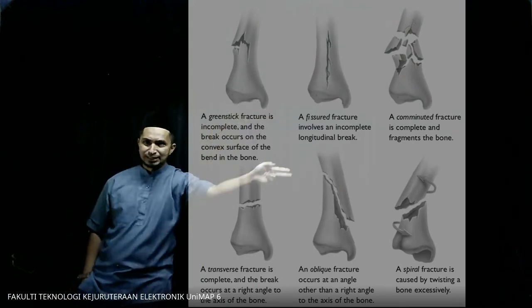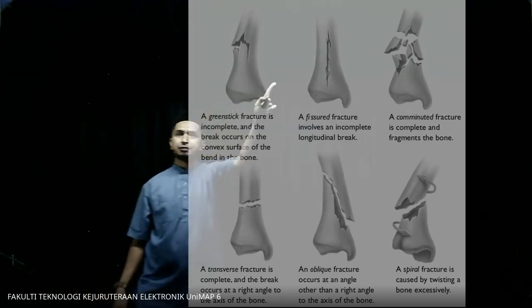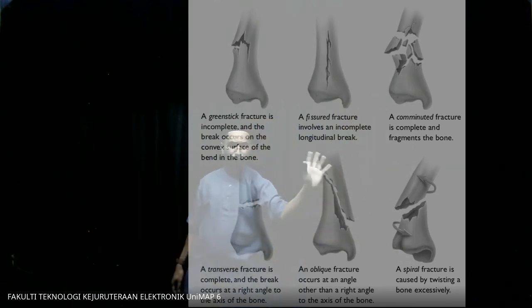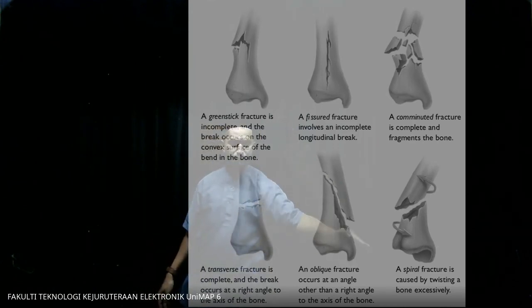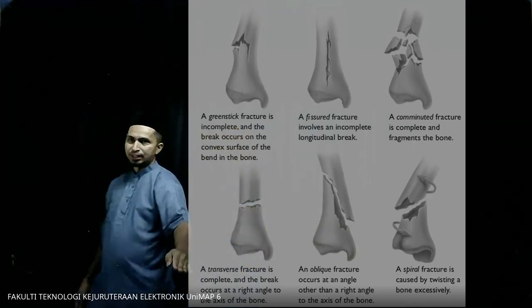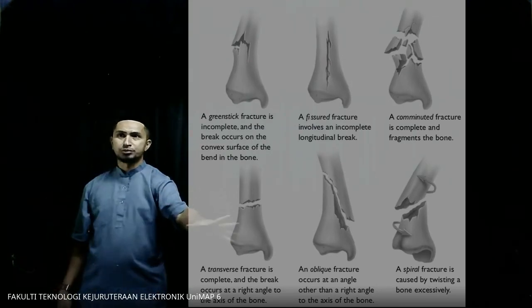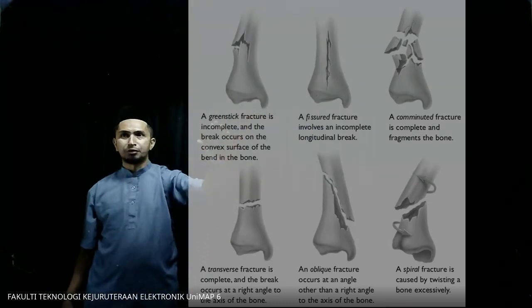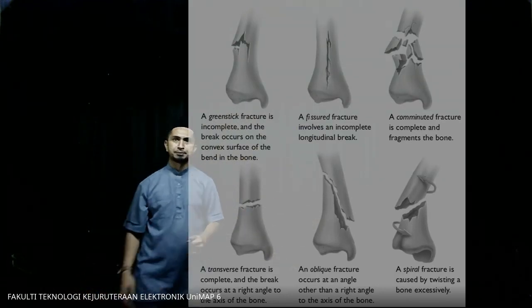If you can see, between these 6 fractures, they have different patterns. This is greenstick. This is fissured. This is comminuted. Spiral fracture, where there is rotation. And then oblique, where the cut of the fracture is like that. And we have transverse. Transverse mostly relates to shear. So the most common fractures are these 6 types: greenstick, fissured, comminuted, spiral, oblique, and transverse.